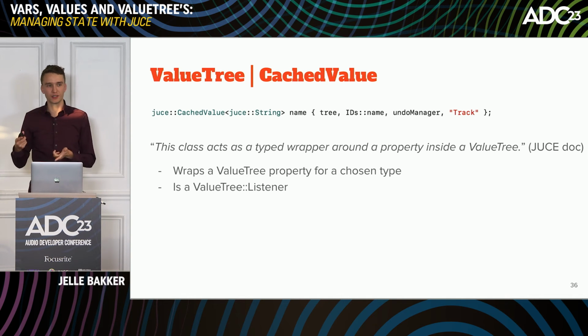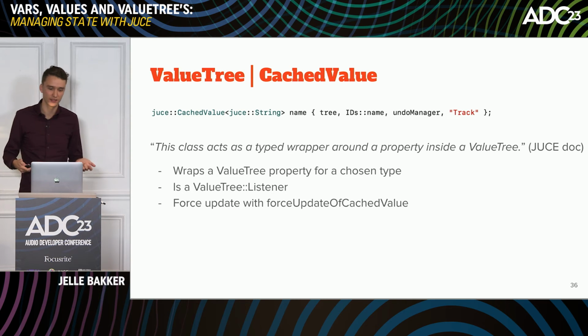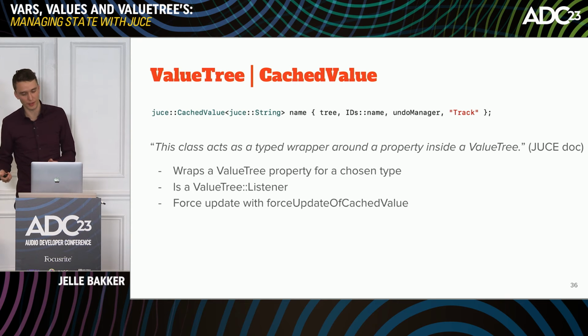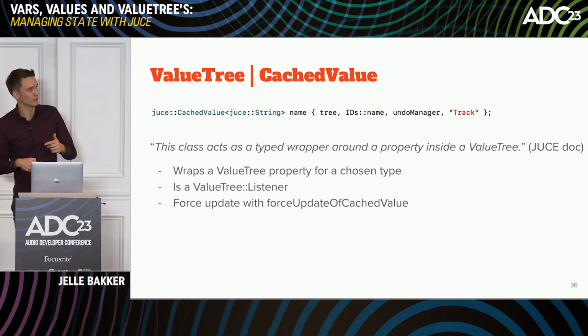So it wraps the value tree property for a chosen type. Internally, it's a value tree listener, because it will internally watch the property and keep a copy of it as a string. So it's good to know this, especially when you're also a value tree listener and you use this cached value. It can happen that your cached value is not up to date yet. You want to use the name cached value in a value tree listener callback, but the cached value is also updating in the same sort of callback, and it could happen later.